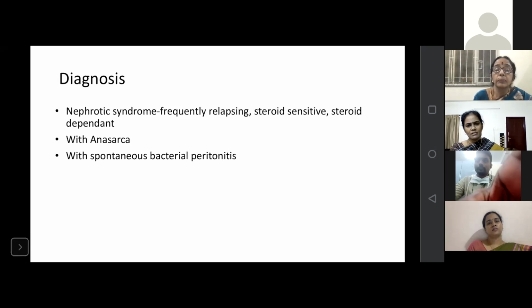This child also had loose stools in your history. Do you think bacterial peritonitis can be associated with loose stools? It may be associated with loose stools, ma'am.